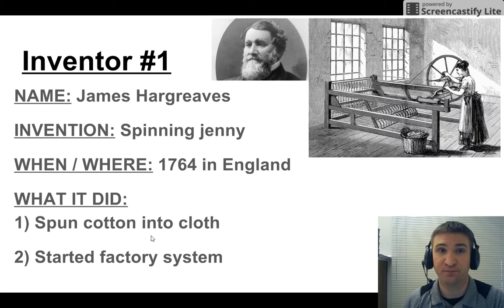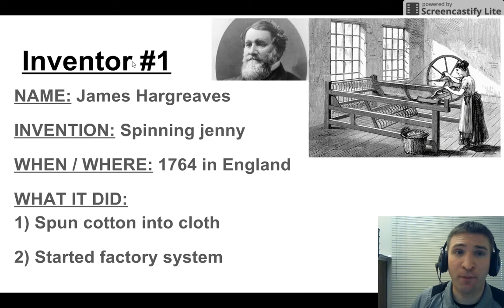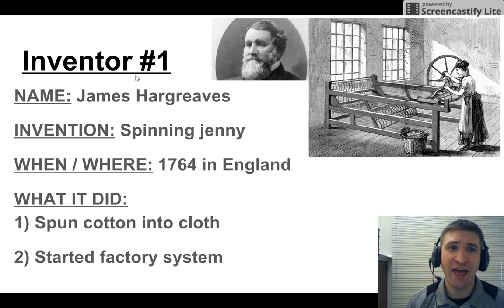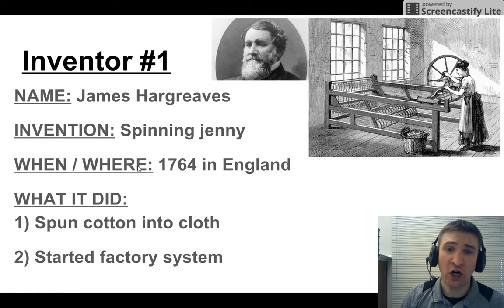Inventor number one. We're going to be talking about some inventors and scientists now. And this man's name is James Hargreaves. Here he is, the bearded man. He invented the spinning jenny. When? 1764. Where? England. What did it do? It spun cotton into cloth more quickly.